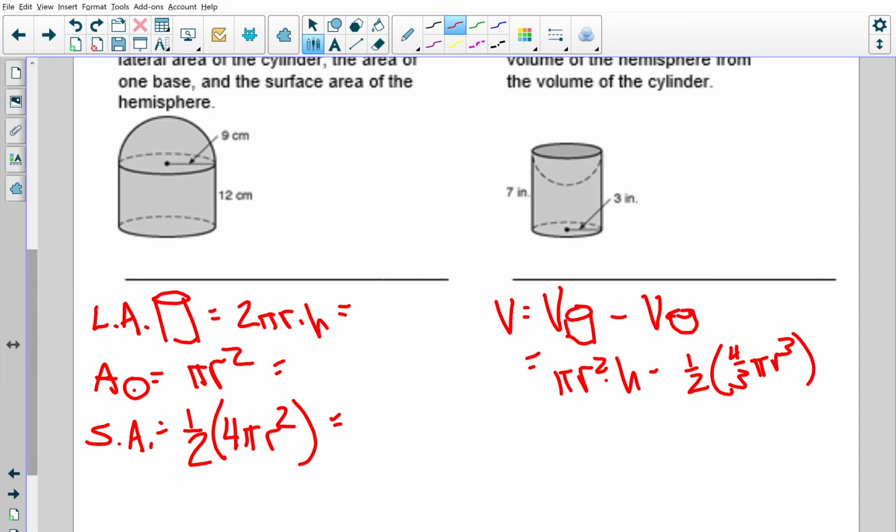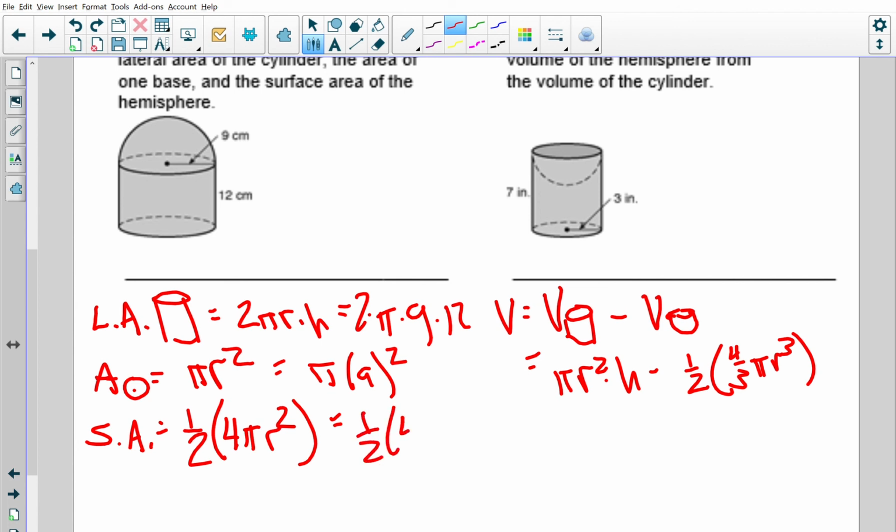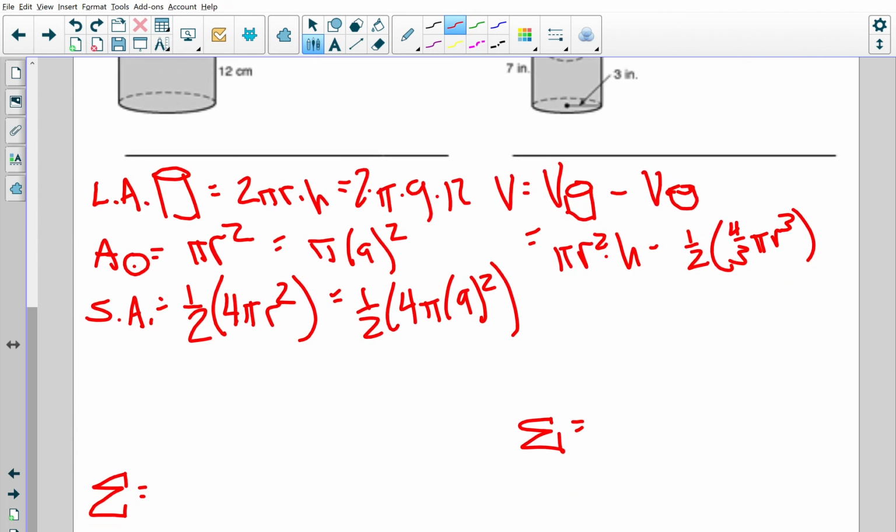It's pretty simple, right? 2 pi, what's the radius? 9, what's the height? 12. Now for the base, pi, what's the radius? Still 9. And for the surface area, the radius is still 9. So now we have to calculate what all these are.